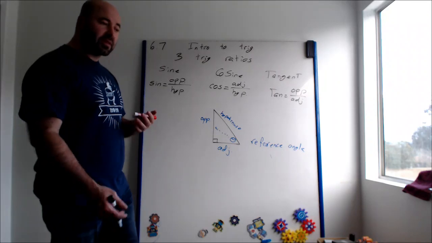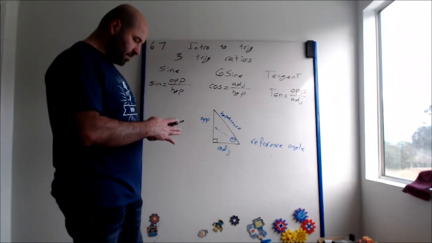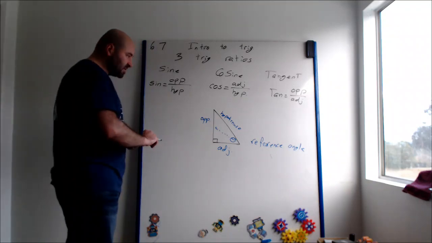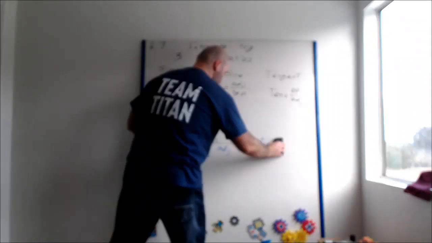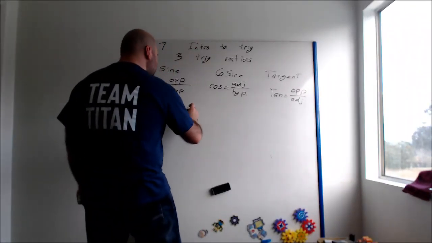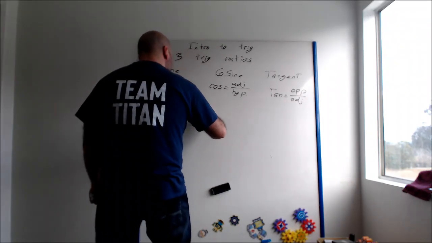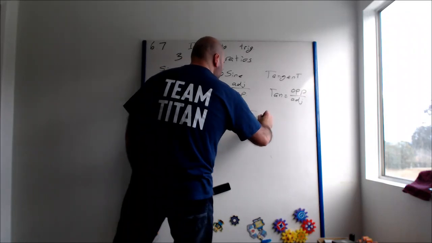They came up with a little mnemonic to kind of help people remember the three trig ratios. The mnemonic itself, and I'm going to write it right over here in large letters. So, ka, toa.